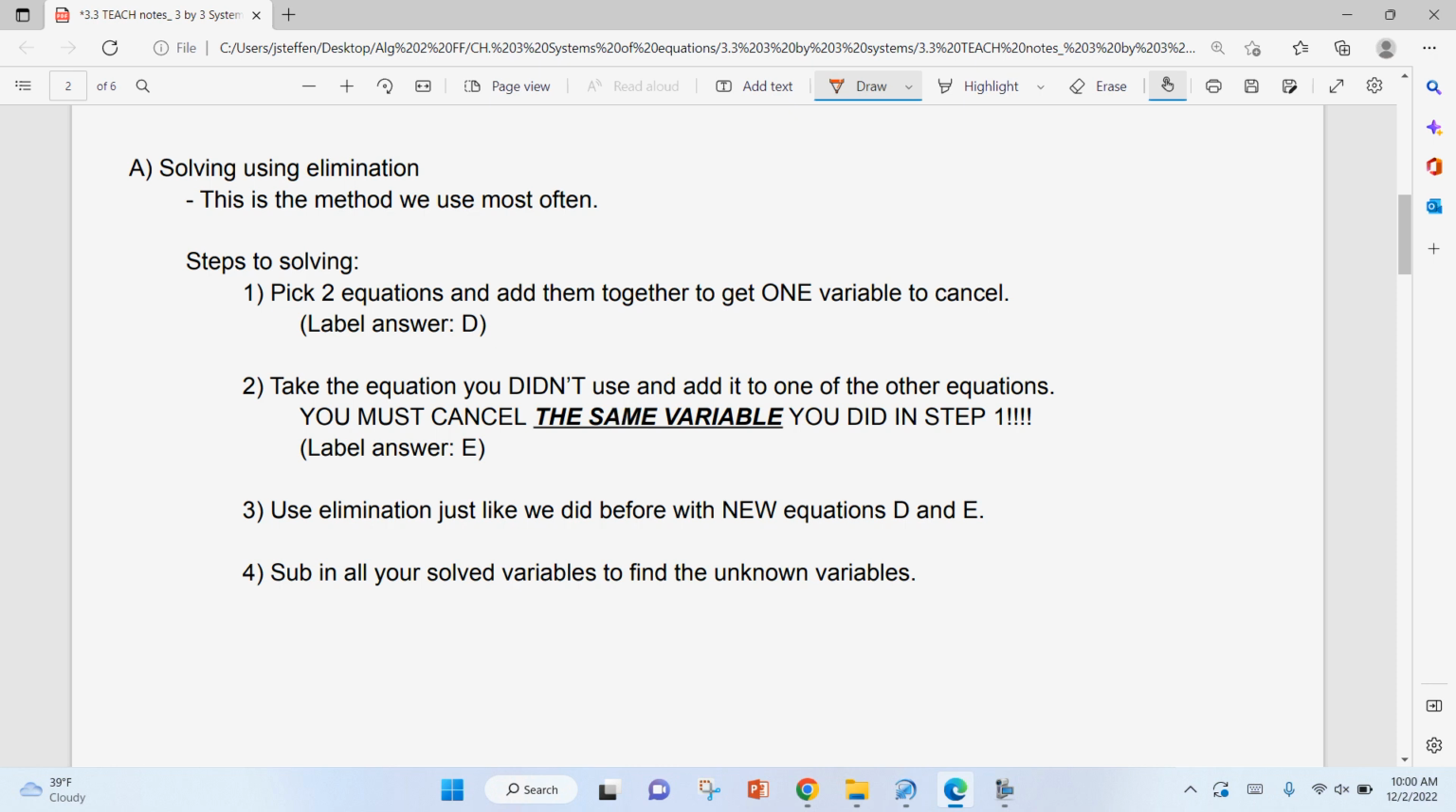I label those answers. You'll end up with new equations. I label that D and E. And then after this, it's the same stuff you guys know how to do, or the same stuff you've done. You did it on the last quiz. You're going to use elimination with your answers from step 1 and 2. Once you have that, that's going to give you one variable, and then to find the other variables, you're going to sub it into the other equations just like you did before.